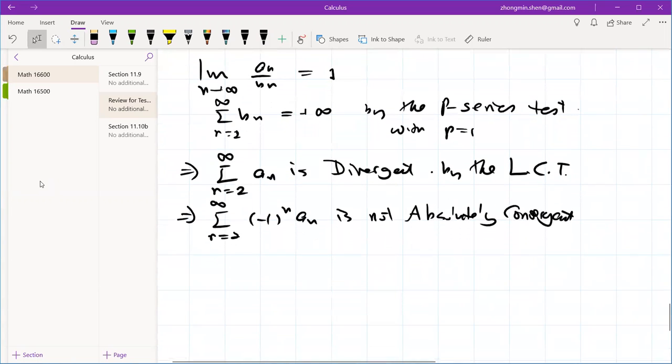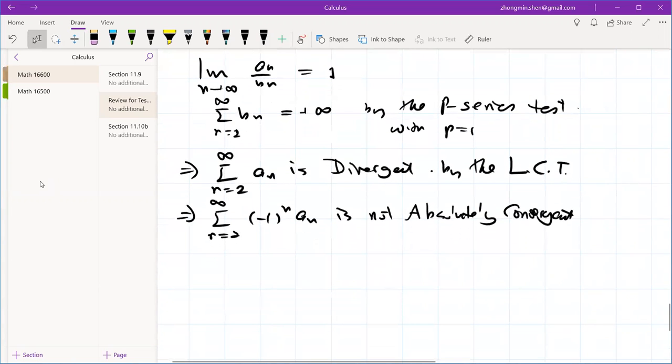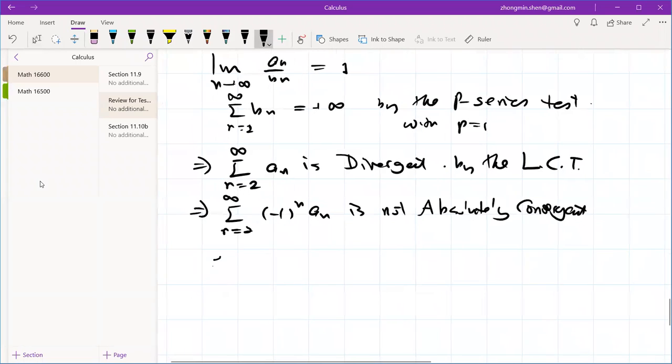Is it convergent? I think so, because it is almost like negative 1 to the power n and 1 over n. So I claim, think about it: this is not absolutely convergent, but is it convergent? So the question is, is it convergent?